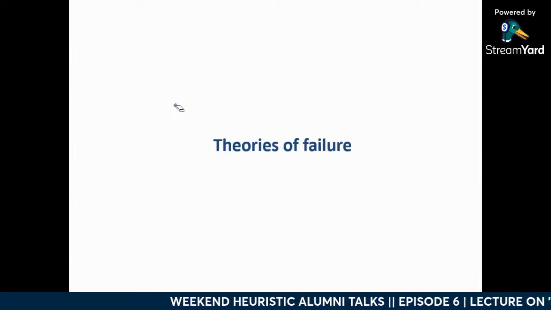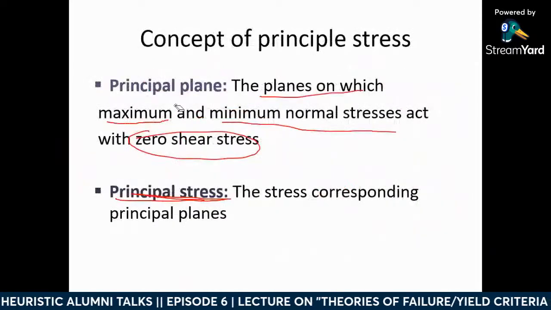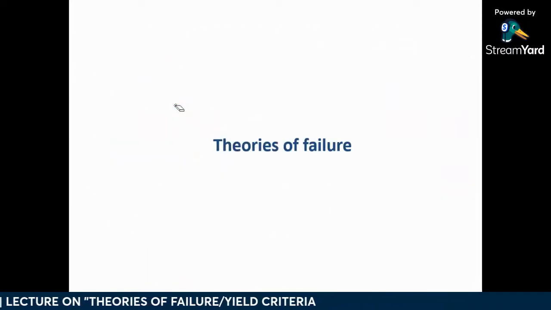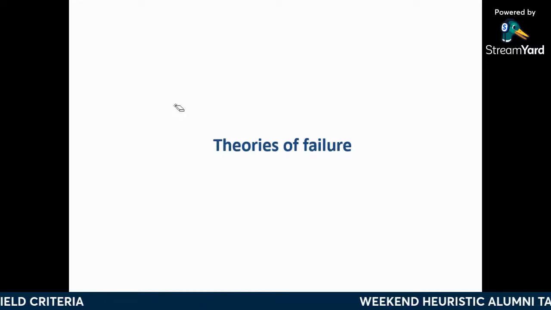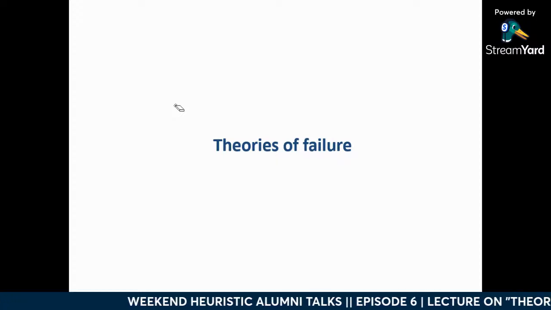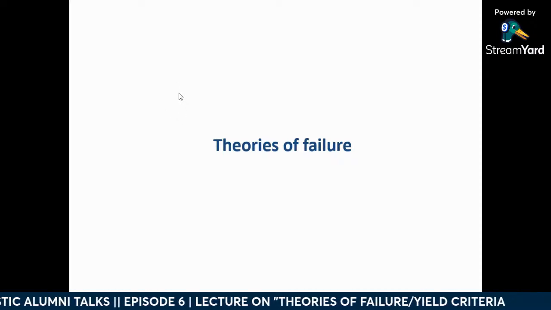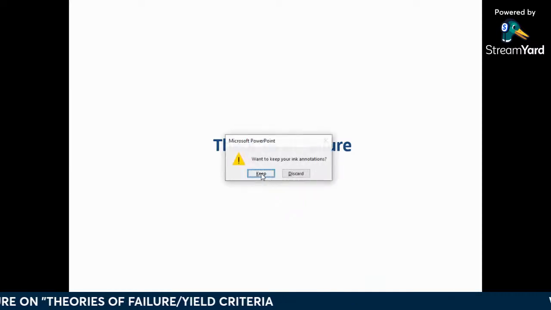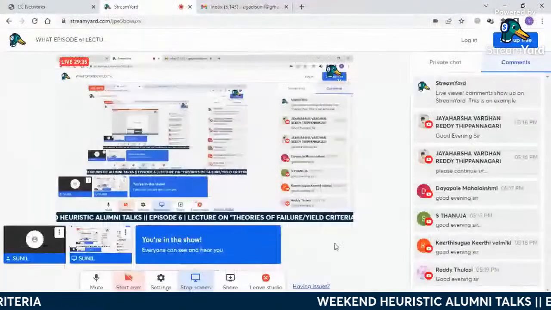Okay. So these are the basic fundamentals you require to understand the theories of failure. Basically you should know what is meant by principal stress, what the deviatric stress tensor is, and similarly what the first invariant, second invariant and third invariant are. Okay. Any questions till now? Give me a second. If you're having any questions, you can raise them. Otherwise, we'll move on further.